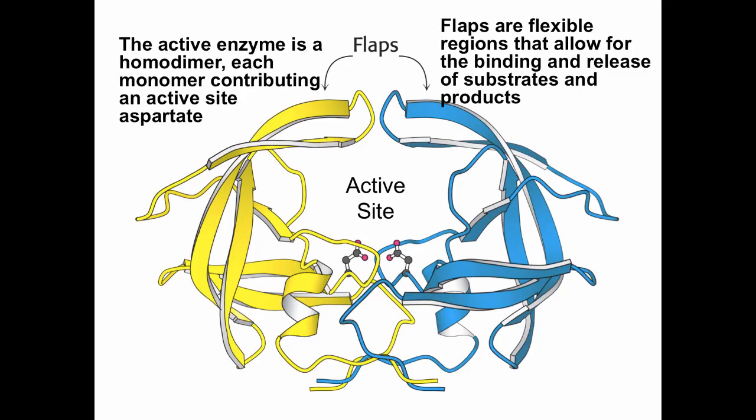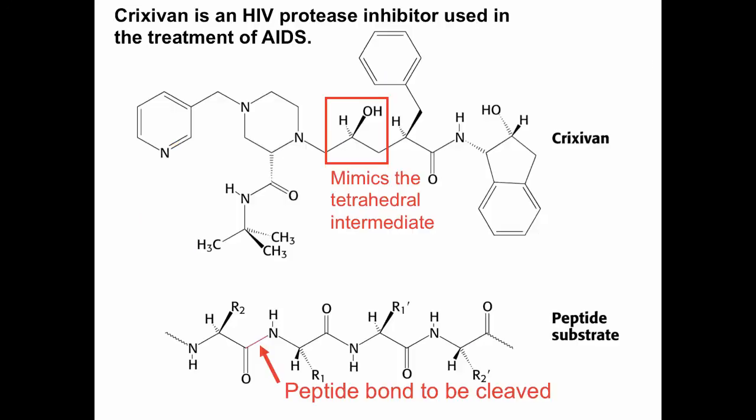The crystal structure of HIV protease revealed that HIV protease is a homodimer in which two monomers form the active site. Each monomer contributes an active site aspartate, and the active site is a narrow tunnel covered by flexible flaps that open and close to allow for binding and release of products and substrates. Knowledge of the mechanism and structure of HIV protease has led to the rational design of HIV protease inhibitors used in the treatment of AIDS.